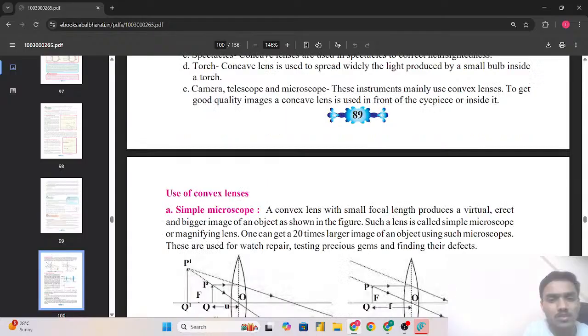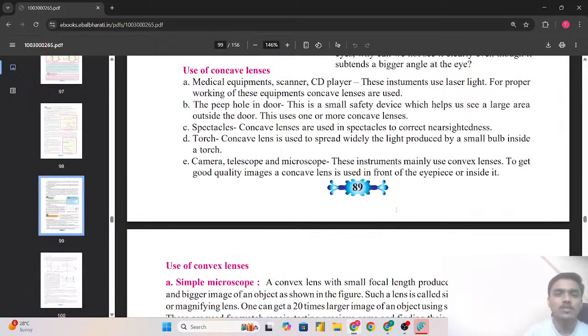So next is the use of the convex lenses. So again, the uses of the concave lenses and the convex lenses are also important from the board exam perspective and with the school exam also. So they may ask for 2 marks this question, that write down the uses of the concave lenses or write down the uses of the convex lenses. So for the 2 marks at least four uses should be written.